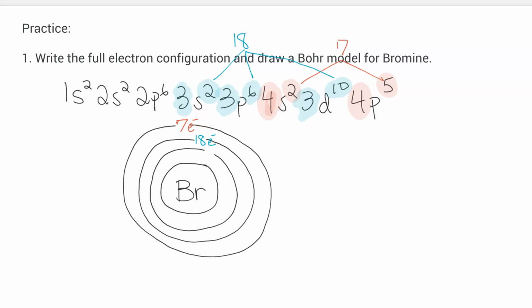Going down to energy level 2, I see that I have 2s and 2p, so I have 2 plus 6 electrons in that second energy level. 2 plus 6 gives me 8 electrons, so in energy level 2, I have 8 e minus. And then last but not least, in energy level 1, all I have is that s orbital, so I just have 2 electrons in that first energy level, 2 e minus.